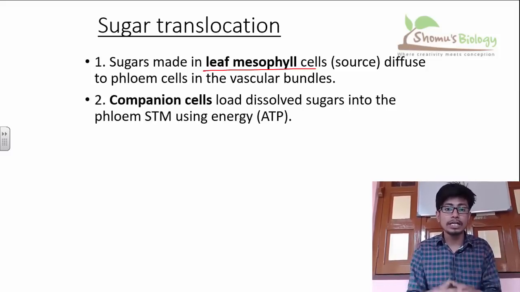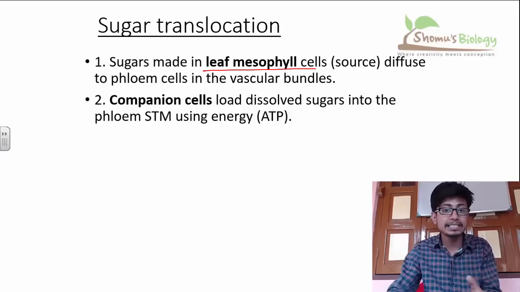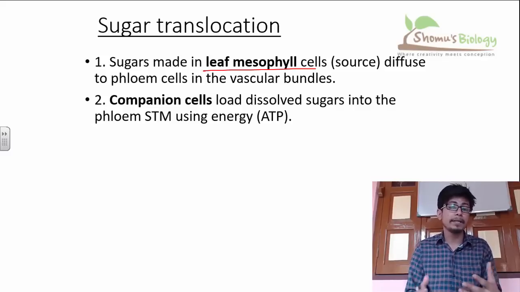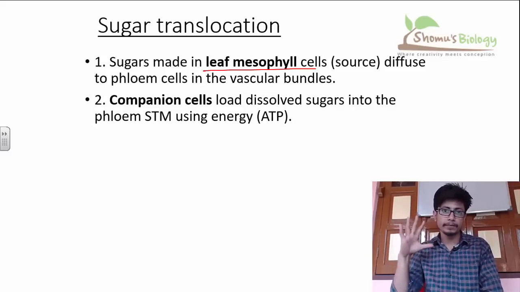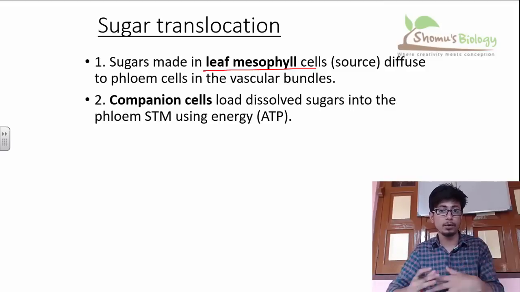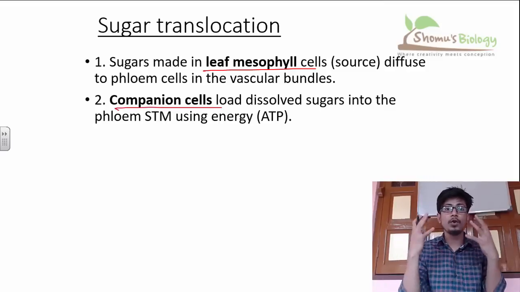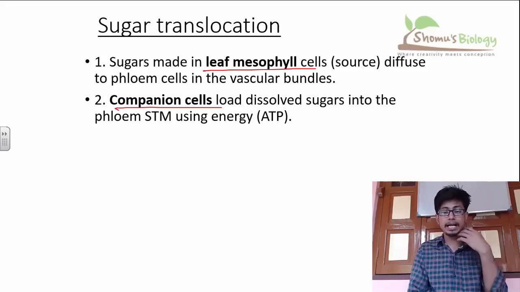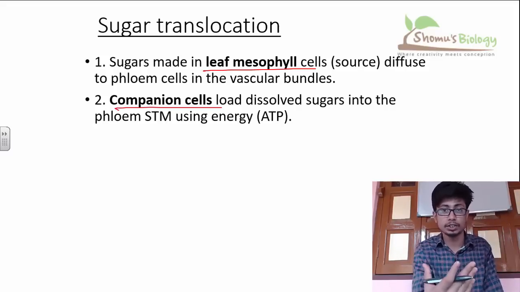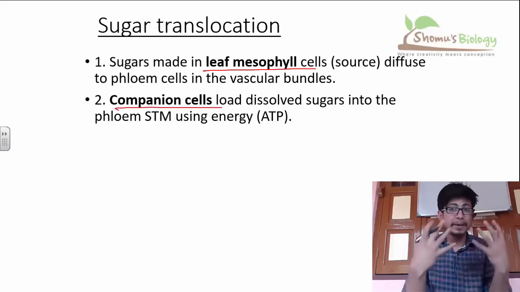Companion cells load dissolved sugar into the phloem STM using energy, and in this case they require active transport for this process to happen. We are pushing something from low concentration to high concentration, because these companion cells have low concentration inside and high concentration outside. So we need to go against the concentration gradient for sugar here. So we need to push it with some energy.